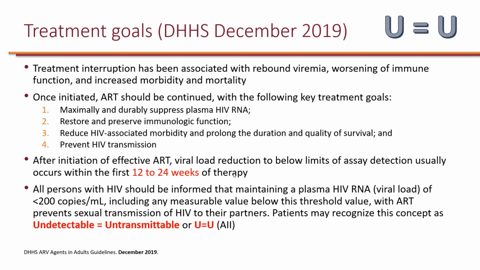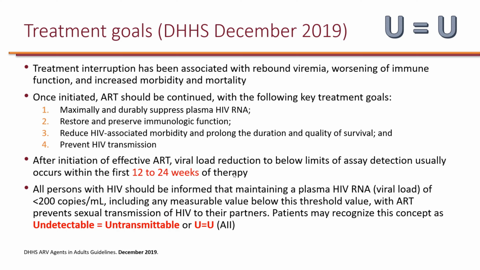Interrupting ART can lead to rebound viremia, worsening of immune function, and increased morbidity and mortality. So therefore, once ART is initiated, it has to be continued with the following goals. The goal is to maximally and durably suppress HIV RNA in the plasma, to restore and preserve immune function in HIV patients, to reduce HIV-associated morbidity and prolong the duration and quality of survival, and prevent HIV transmission.